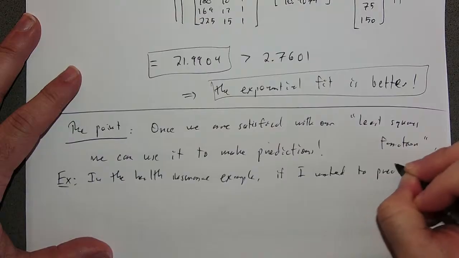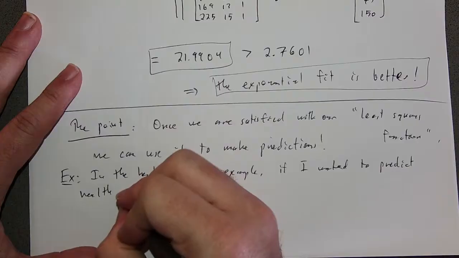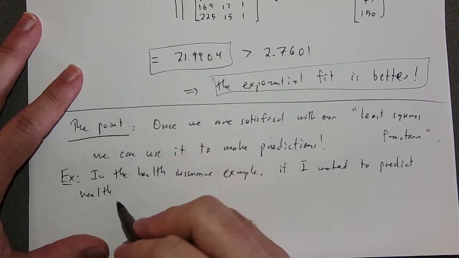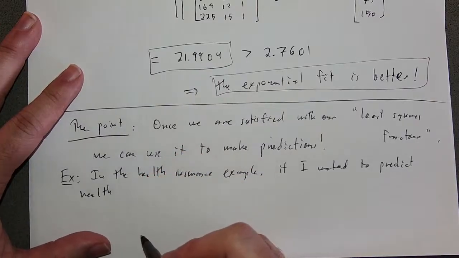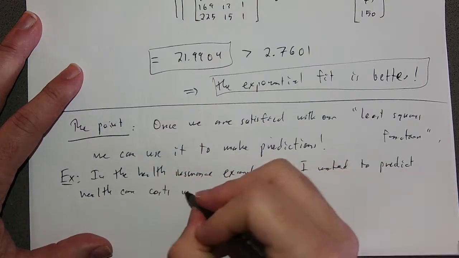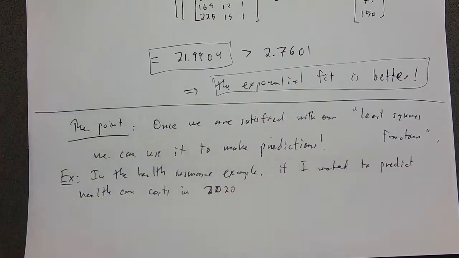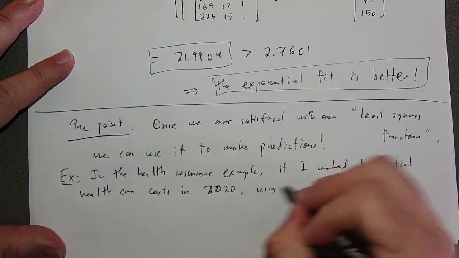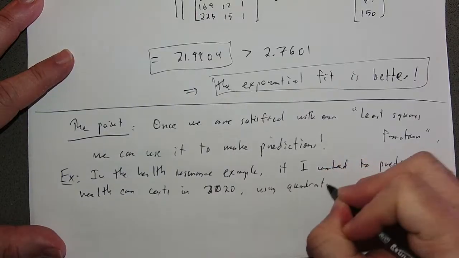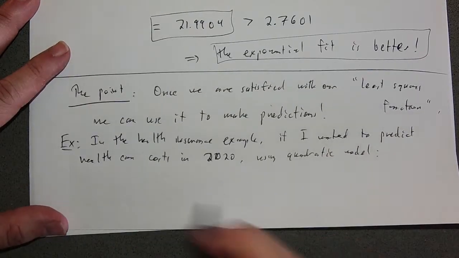Well, we're in 2026, so predicting healthcare costs in 2020, you don't have to call me a genius for being able to do that. But say I collected this data prior to 2020 and I wanted to predict healthcare costs in 2020. If I use the quadratic model here, then what would I do?